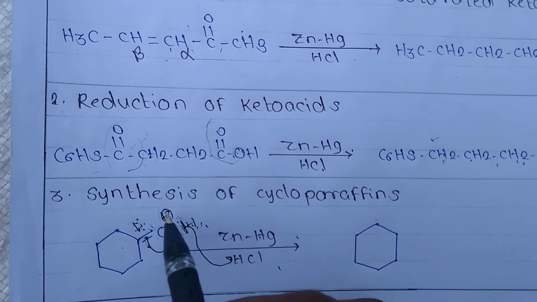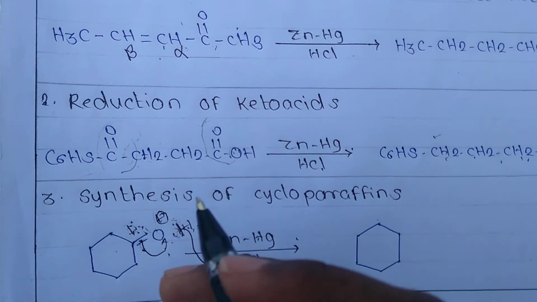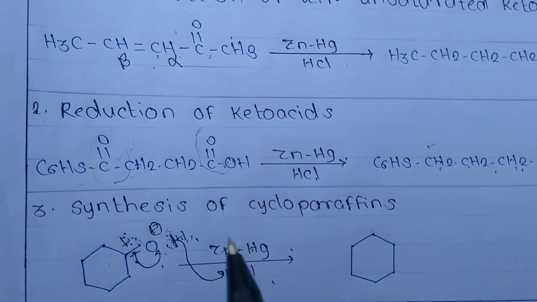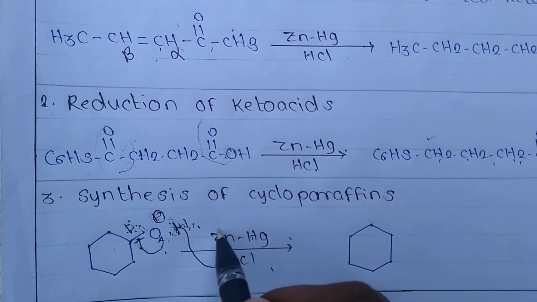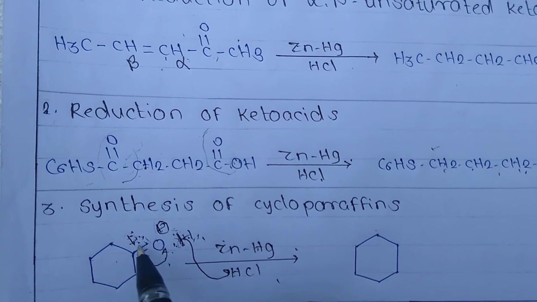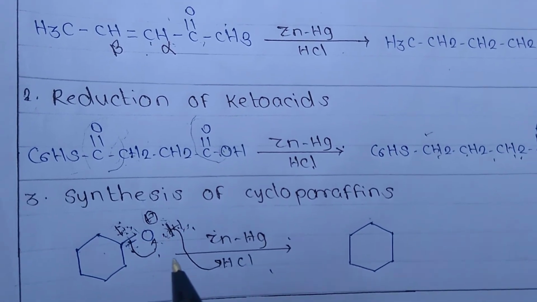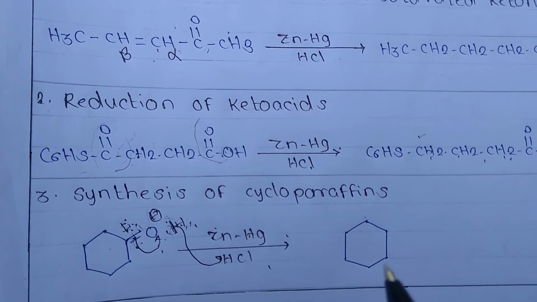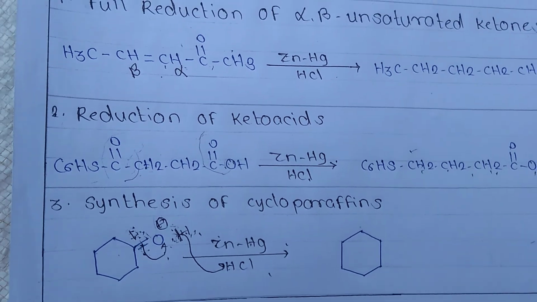of OH2 plus. Then removal of OH2 gives the carbocation again, and that carbocation again takes electrons from Zn, and this Zn gives electrons, and the formation of the carbanion takes place again, and the carbanion takes proton from acid, and the reduction takes place. So this is the Clemmensen reduction.